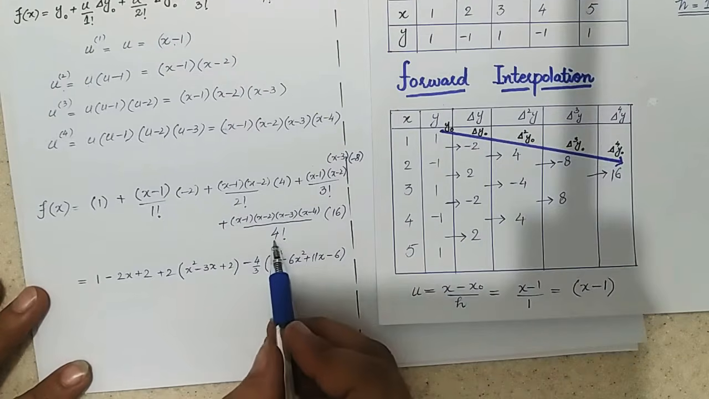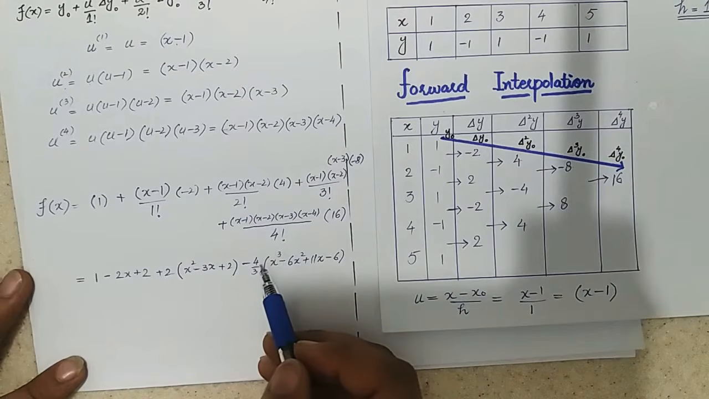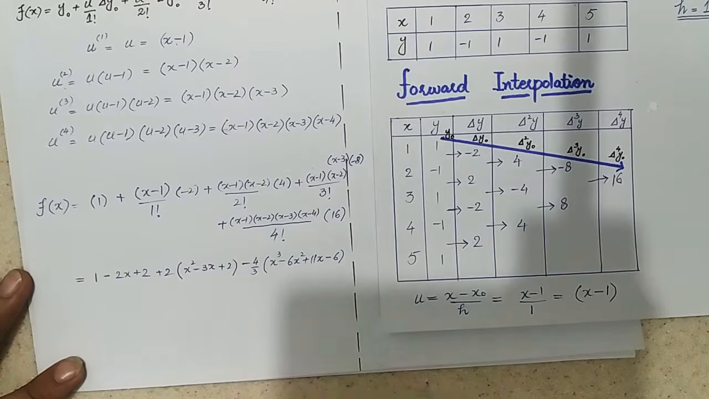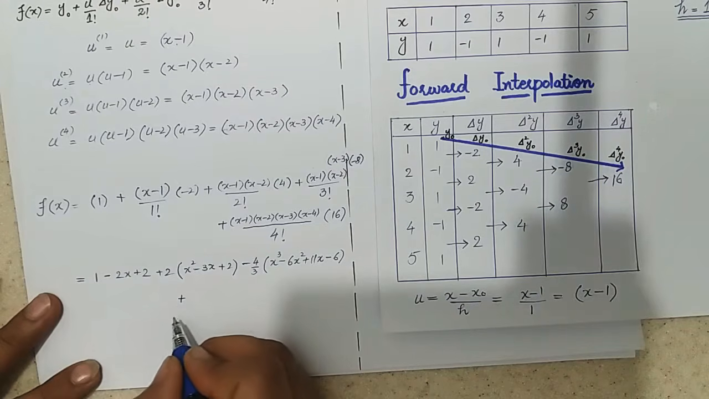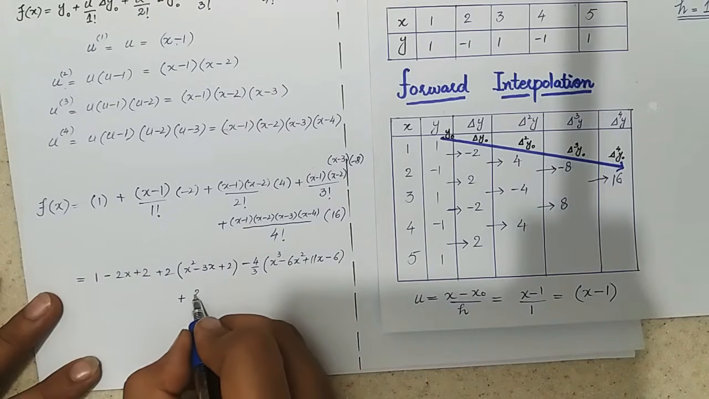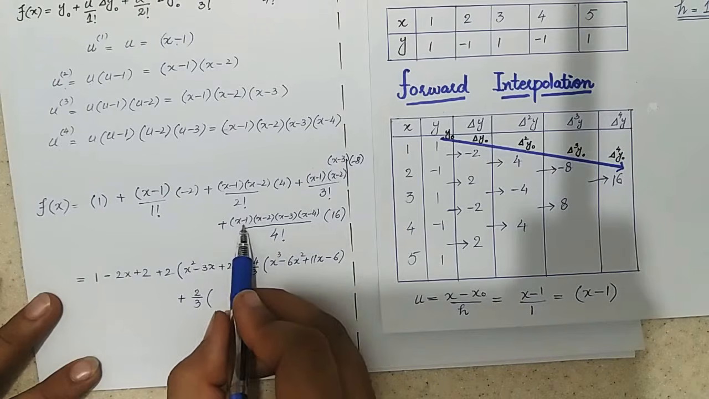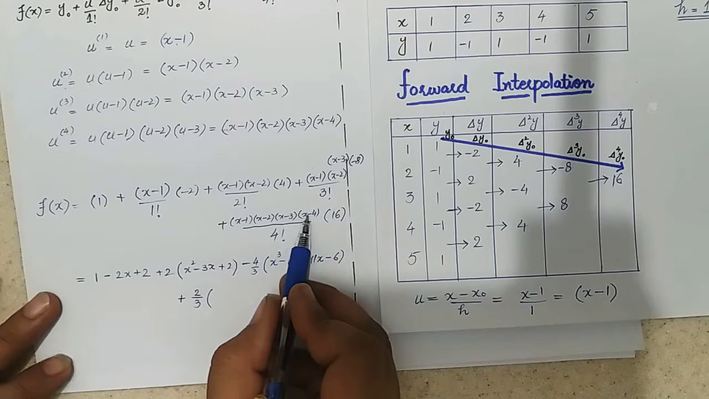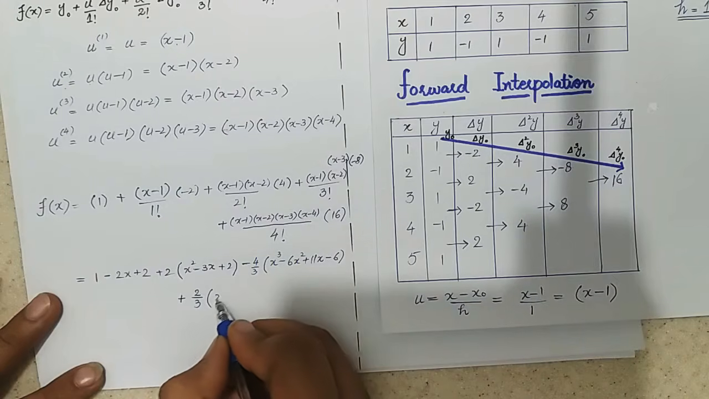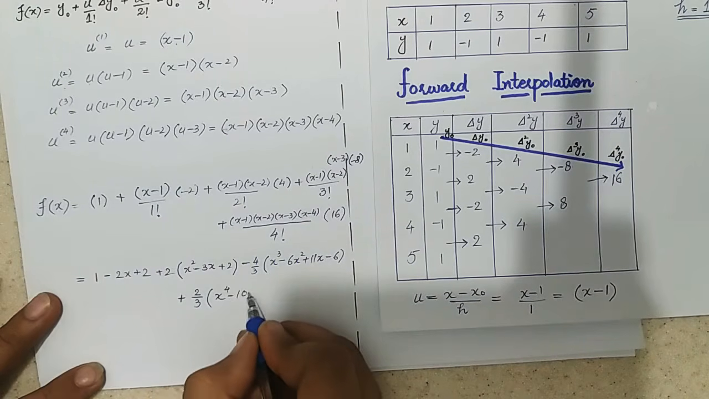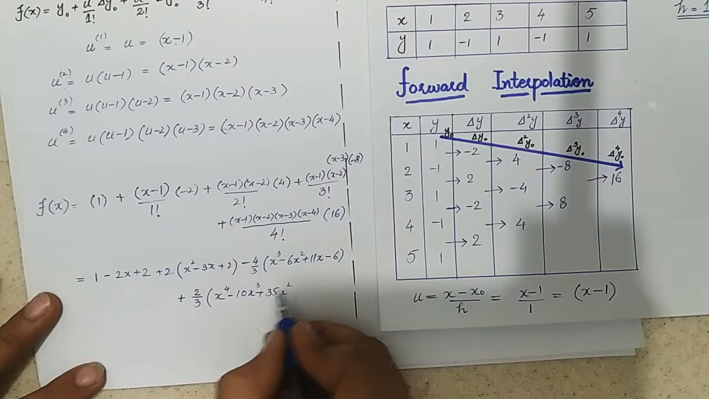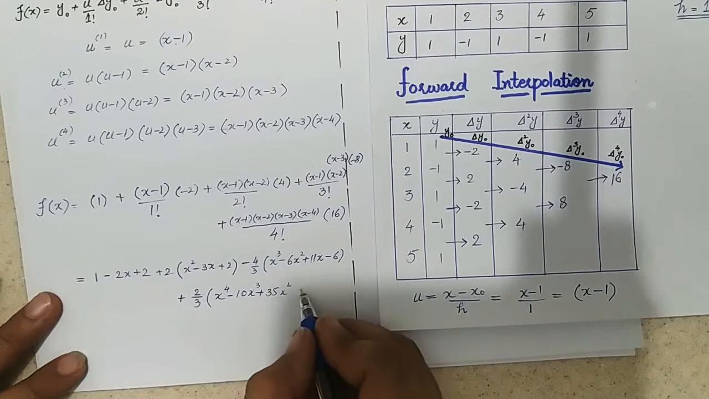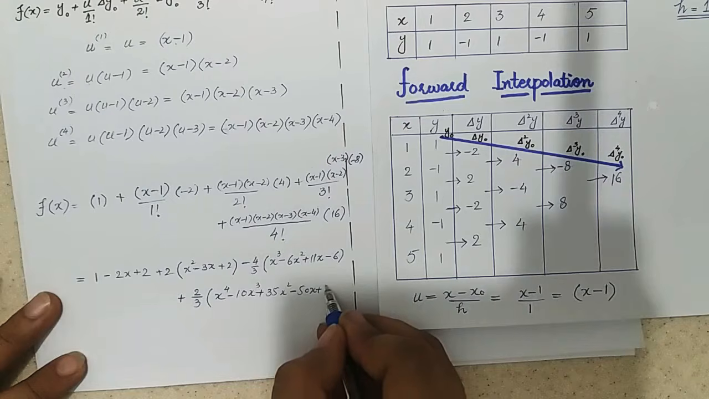Now for this first term, this is 4 factorial and 4 factorial is equal to 24. So 16 divided by 24 will give us 2 by 3 into multiplying term x minus 1, x minus 2, x minus 3, x minus 4. We will get x4 minus 10x cube plus 35x square minus 50x plus 24.